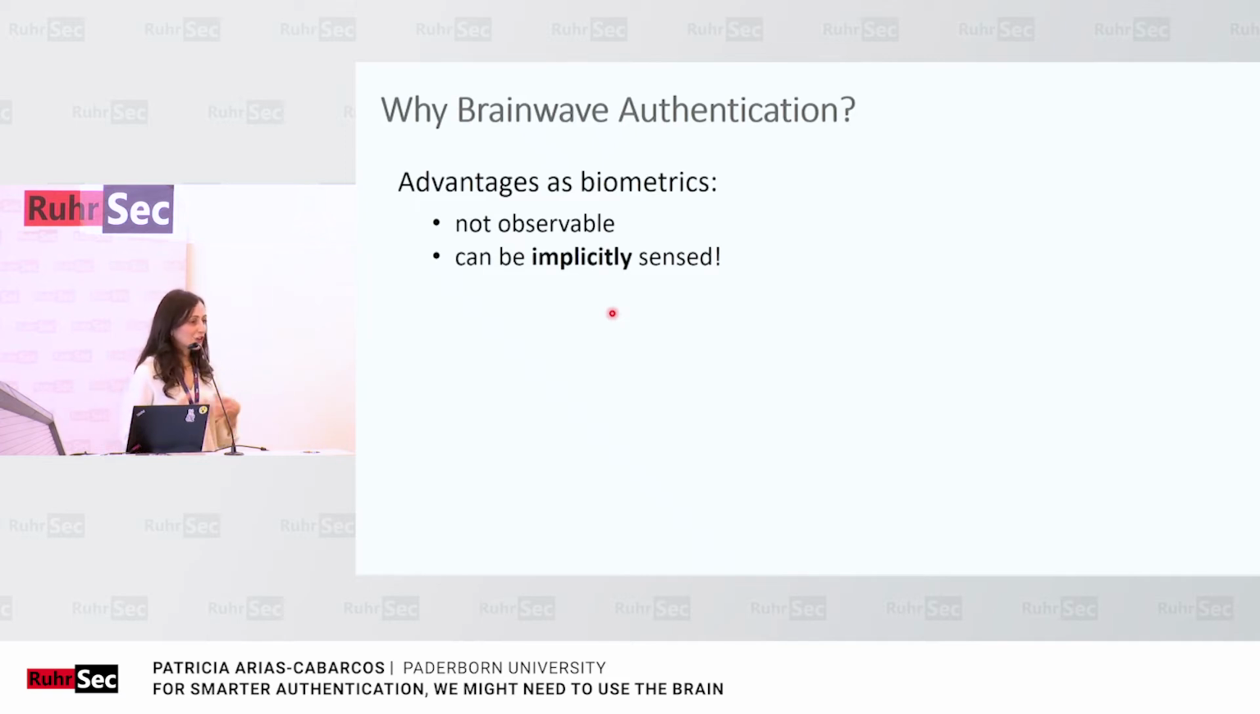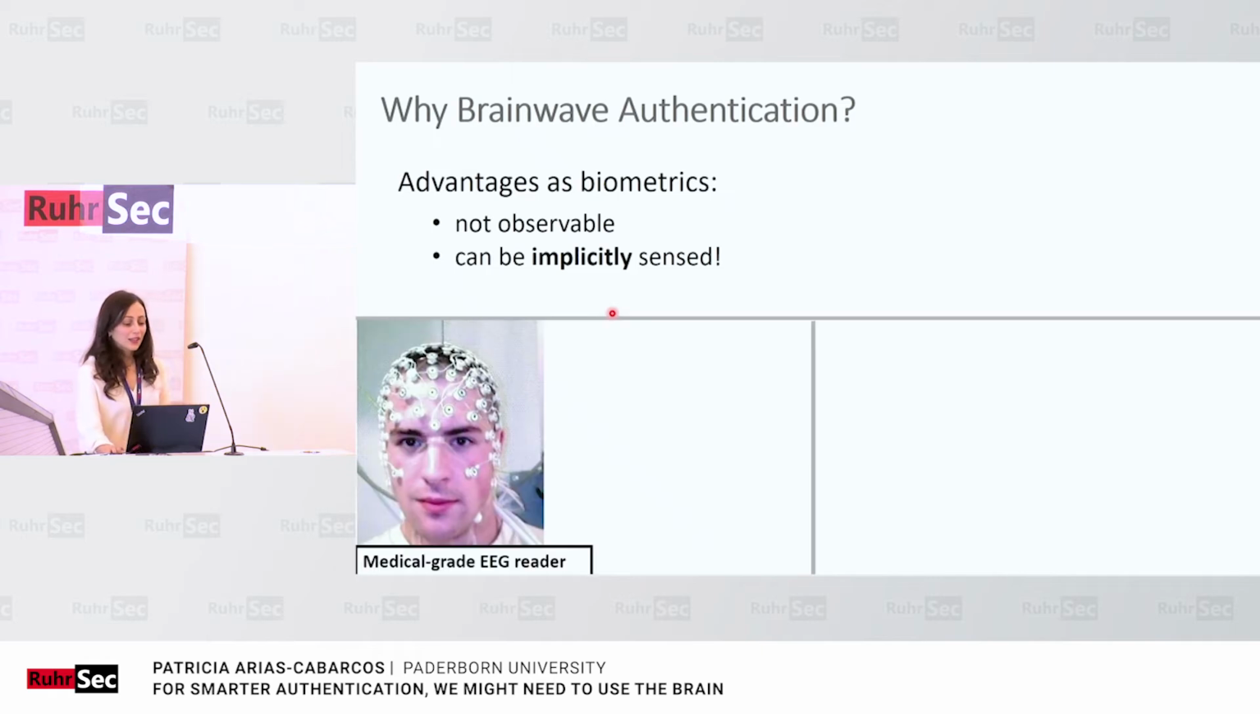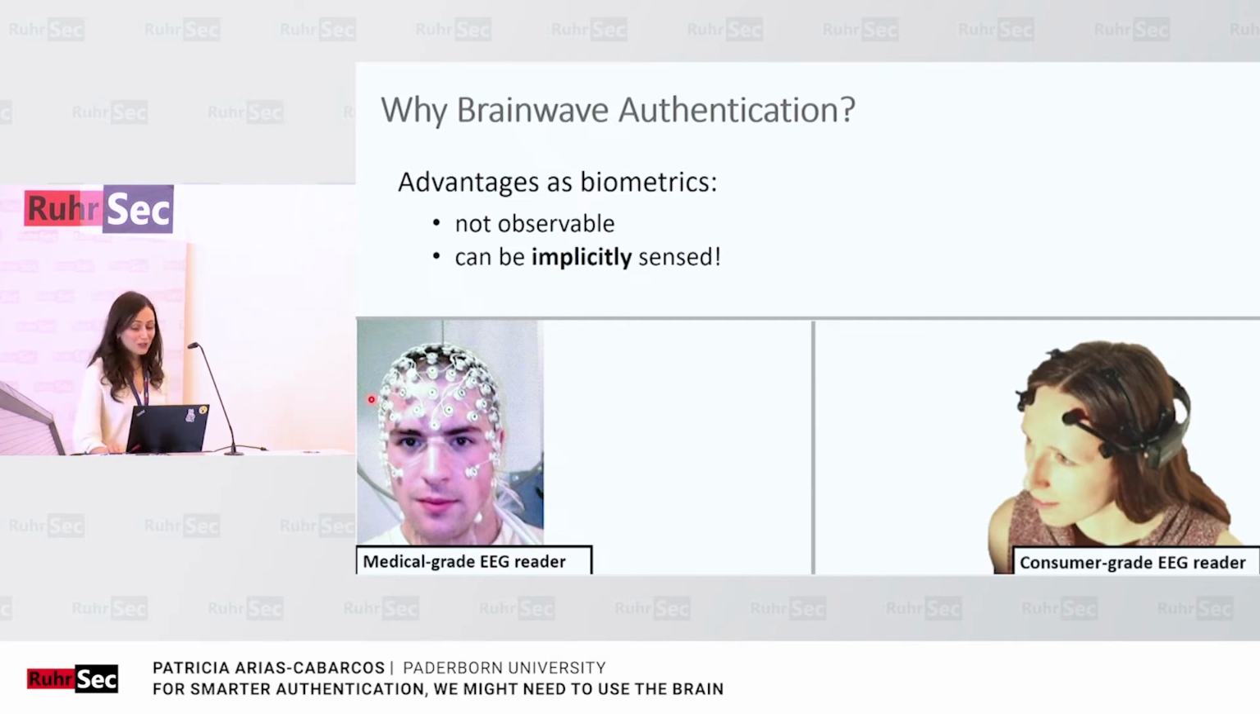And then, coming to the usability advantage, they can be implicitly sensed. So in the past, there were these big machines, but now we have better tools that make brainwaves easily read. There are two categories of devices. One type of devices are medical-grade electroencephalogram readers, like the one in this picture. And then we also have consumer-grade electroencephalogram readers.